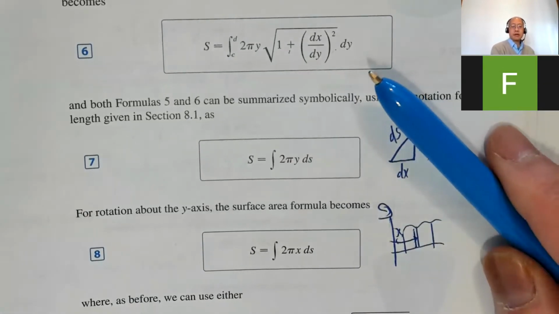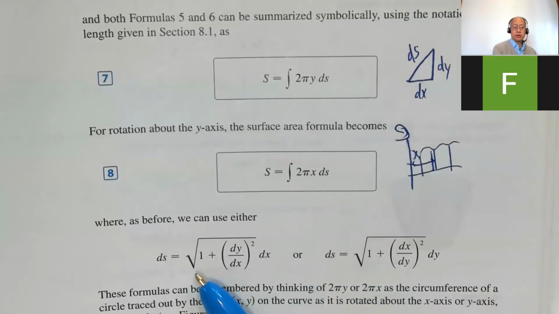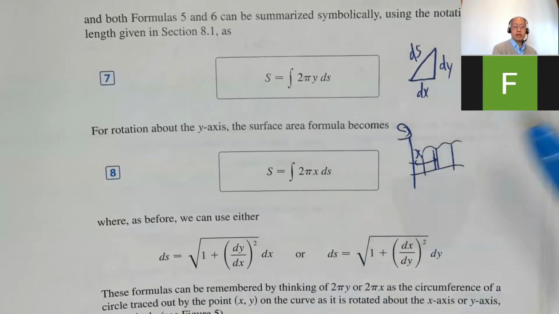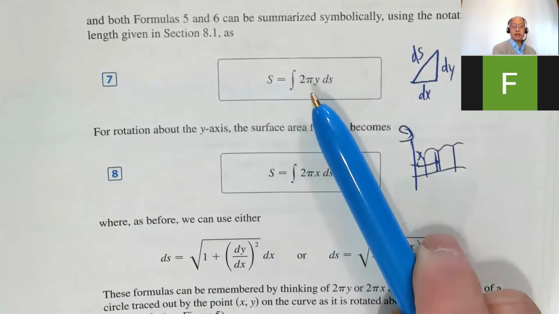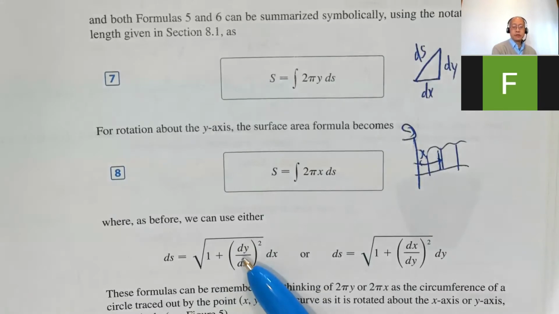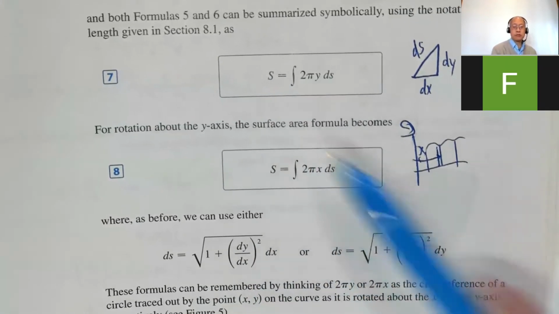Okay. And for rotation about the y-axis, you use this one. Okay, and this thing sometimes is called ds. So ds is either this or this. And you recall from section 1, for the integration, you didn't have the 2 pi y stuff or the 2 pi x stuff. You just integrated this. So for surface area, you just add this extra factor, either 2 pi x or 2 pi y, as the case may be.